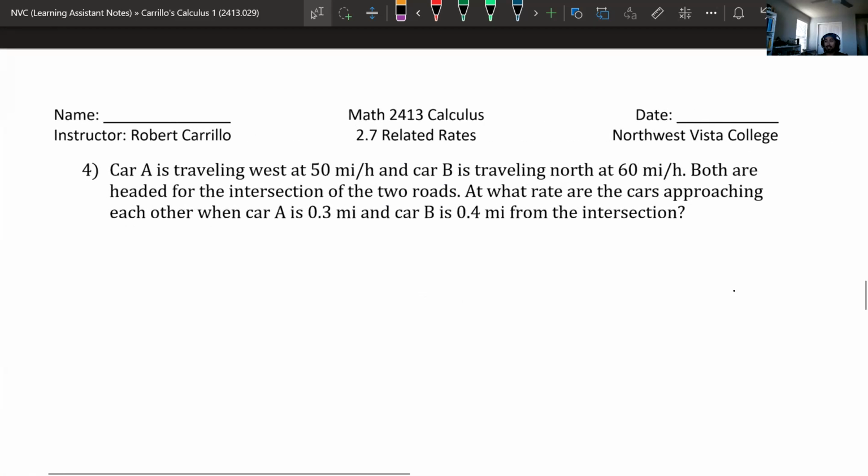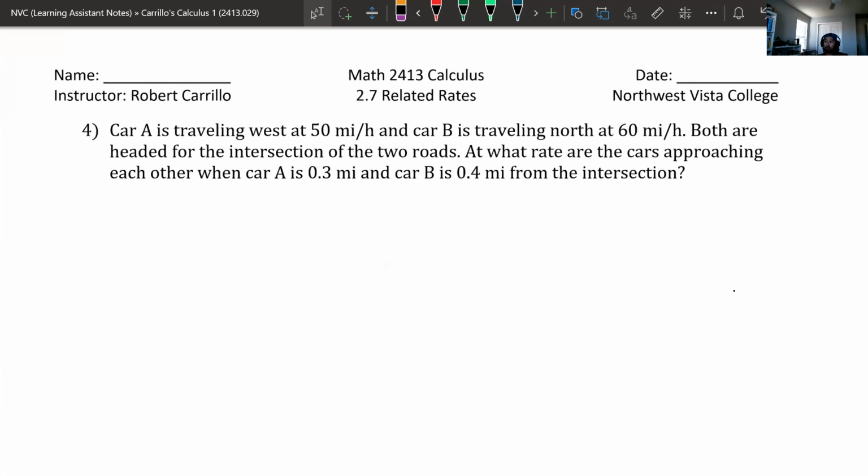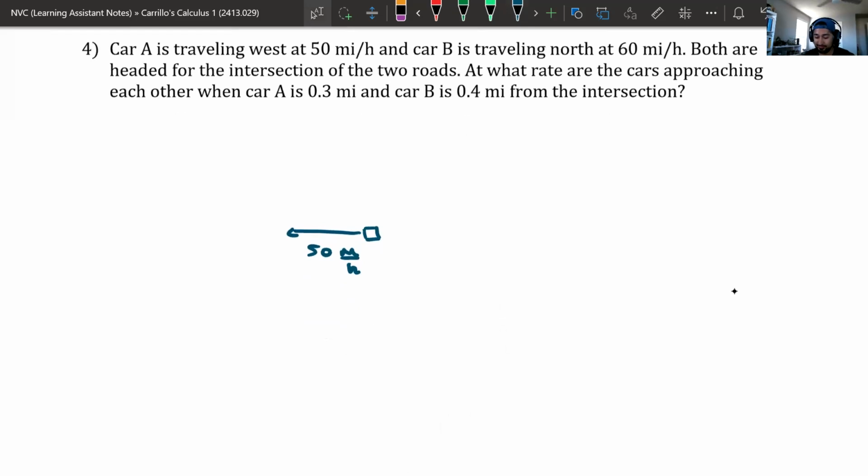Yeah, this one's another easy one. Ew. Cars. Pythagorean theorem. Okay. So car A is traveling west at 50 miles per hour. All right. So here's my little car A. It's going this way at a rate of 50 miles per hour. Car B is traveling north at 60 miles per hour. Both are headed for the intersection of 2 roads. Okay. So we'll say that car B is somewhere down here, right? So here's car B. Car B is traveling at 60 miles per hour.